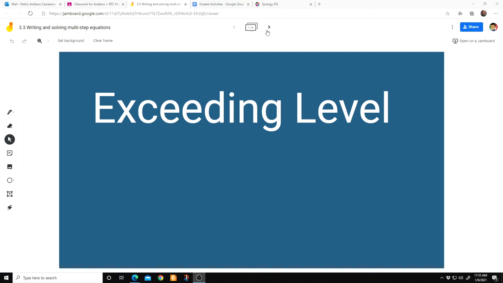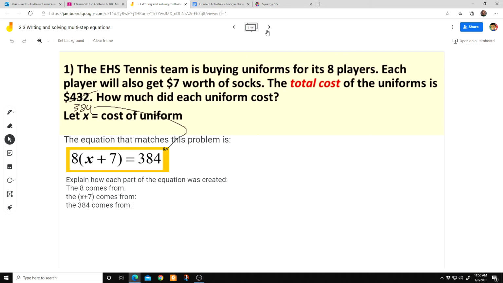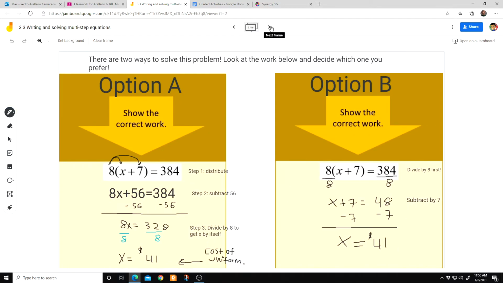All right, let's go ahead and talk about exceeding level stuff, which is a little bit of what we did in class today. Now, I'm not necessarily going to talk about how to set up the equation. I'm going to leave that as a challenge for you, but I'm going to talk about how we can go about solving this, right? So if you look here, there's two ways, and I kind of already showed you the work. When you've got to solve a problem that has multiple components, you're going to distribute the 8, subtract the 56, divide by 8, and then you get your solution.